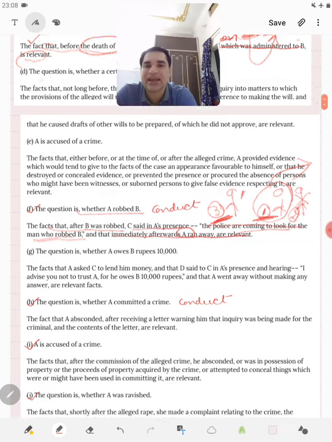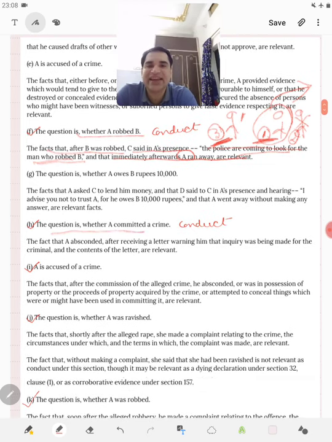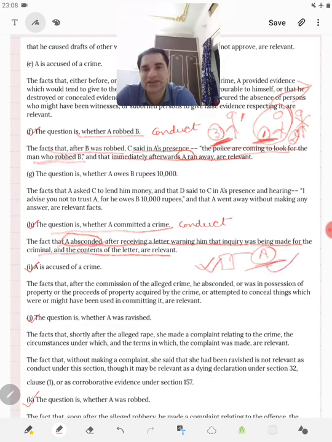Then the question is whether A committed a crime. The fact that A absconded after receiving a letter warning him that inquiry was being made for the criminal, and the contents of the letter, are relevant. So a letter is written to A that enquiry is being conducted for the person who has committed the crime, and A runs away or absconds after it, then these are relevant. The content of the letter is also relevant.